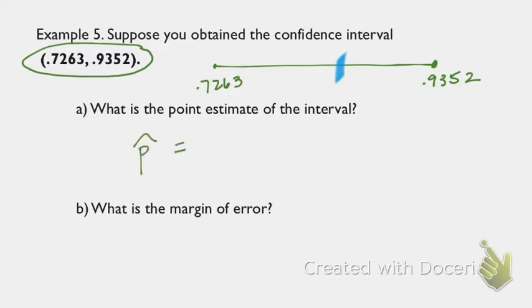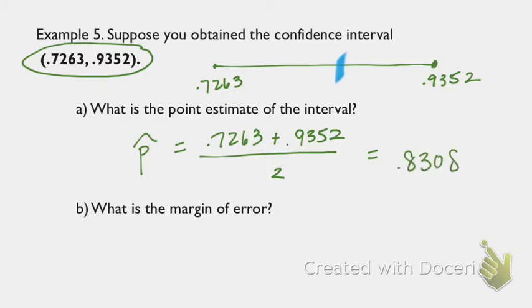So how could I figure out what the midpoint is of these 2 numbers? Add them together, divide by 2. Perfect. You don't have to share your work for this, but you can. And what do you get? 0.8308. Perfect. So my p-hat is 0.8308.